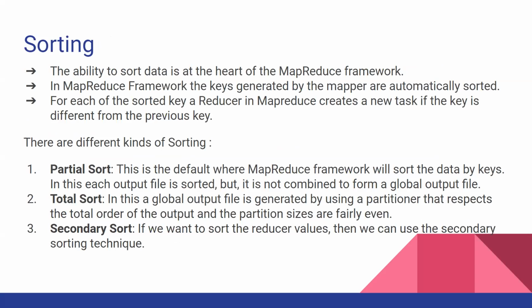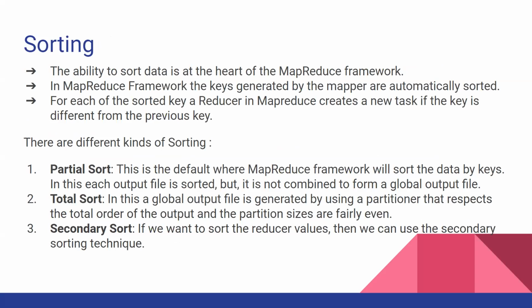We have sorting. Sorting falls in between the map and reduce phase, and sorting is at the heart of MapReduce. In the sorting phase, we have keys that are sorted, and these keys are given to the reducer, which creates a new task for all the keys that are there.